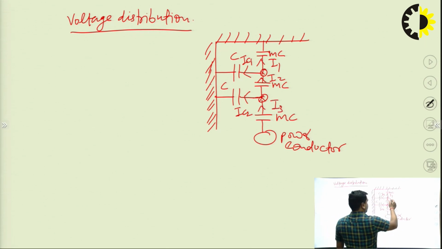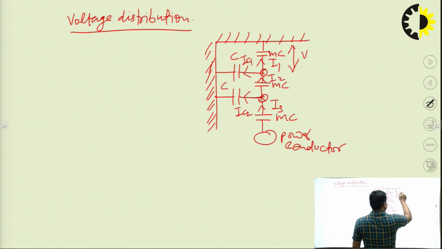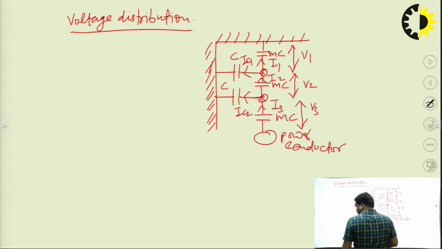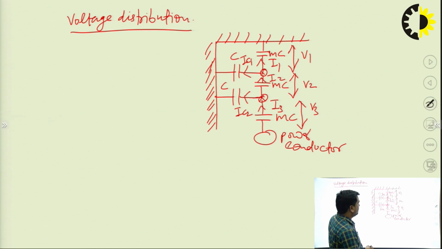So let the voltage be V1, here V2, here V3. The voltages V1, V2 and V3. If we are dealing with the ideal condition, then V1, V2, V3 must be equal. But practically it is not, due to the capacitance formed between disc to disc and between the ground and the disc. So let's see what happens at this point.